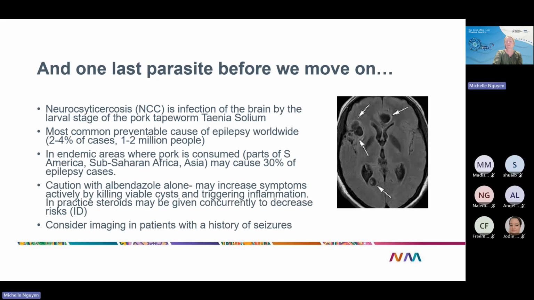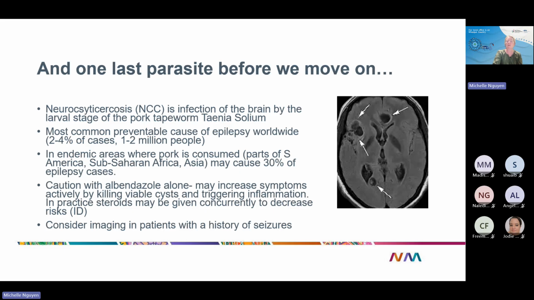We have to be a bit cautious when using albendazole. Albendazole we sometimes give people to treat other parasites in the gut if they haven't received it overseas. But if somebody has a history of seizures, then I would be a little bit cautious about using albendazole because it can increase symptoms by killing the viable cysts in the brain and triggering inflammation. So in practice, ID physicians, if they treat this, often give steroids concurrently.